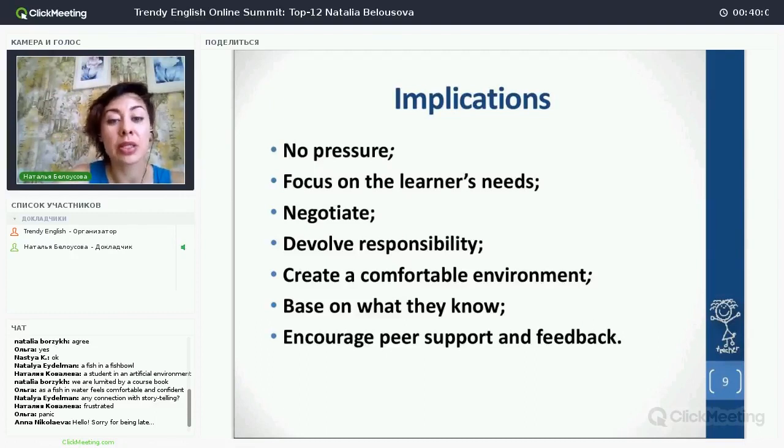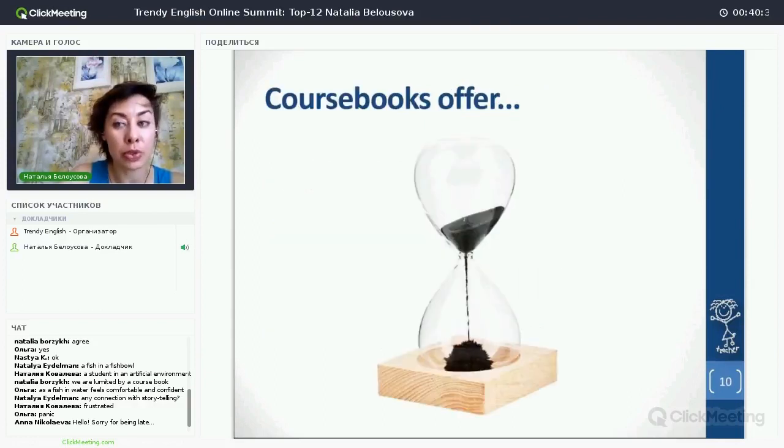Another important thing is to encourage peer support and feedback, because in real life, the learners don't really have the privilege of having a teacher next to them, and they very often ask someone they know for advice. It could be their classmates or some people they know, and so on. So it's very important to give each other support. We all need it. Okay, so now time for practice.